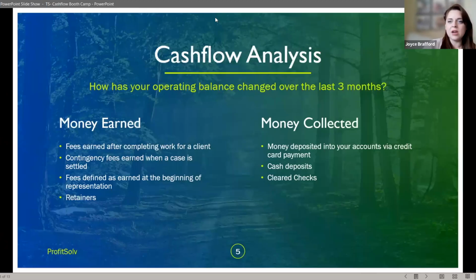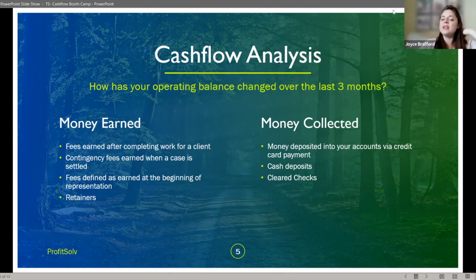All right, so let's talk about this a little bit more in depth. Cash flow analysis. How has your operating balance changed over the last month, over the last 3 months, over the last year? So let's define money earned. And we've hinted at this, right? Money earned, fees earned after completing work for a client. That is very clearly fees earned. You've done the work for your client, you've received the funds, that's your money, right? There's not a bar association in the country that would disagree with that.